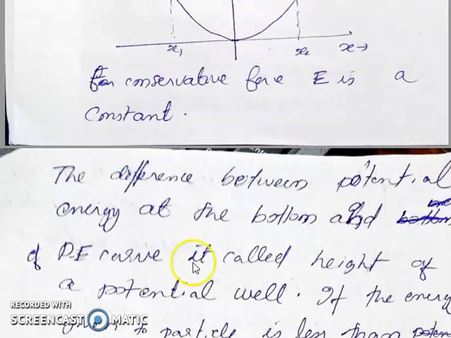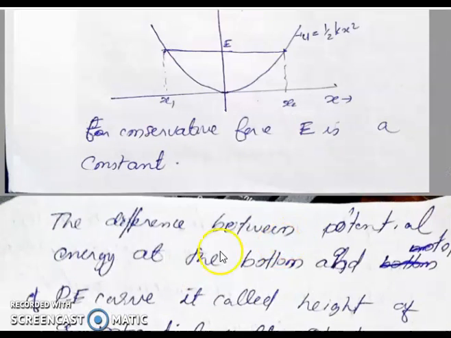Potential energy curve. The difference between potential energy at the bottom point and potential energy at the top point will be called a potential well. That is called a potential well when any particle is oscillating between two points about a mean position. It is equivalent to motion in a potential well.